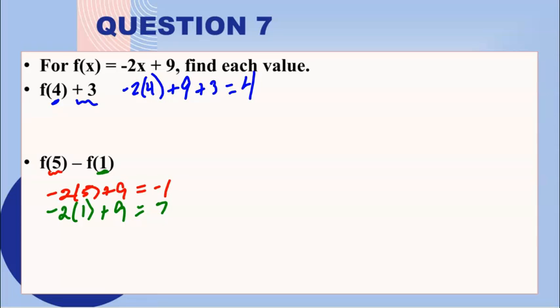Once you have your two answers, they're telling you to take your two answers and subtract them. So negative 1 minus 7 gives you a negative 8. And negative 8 would be your solution.